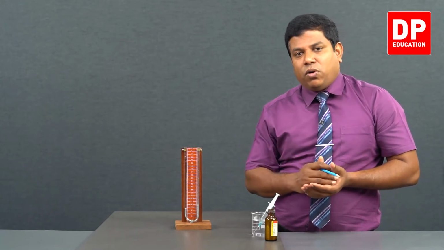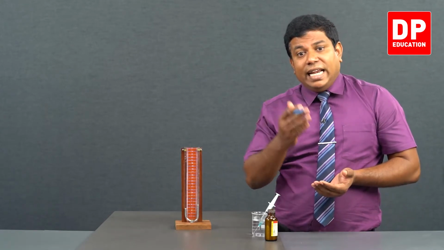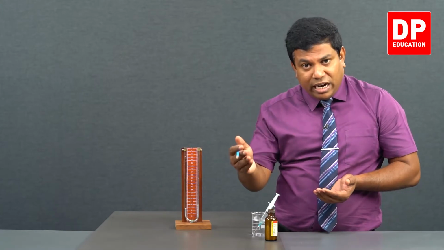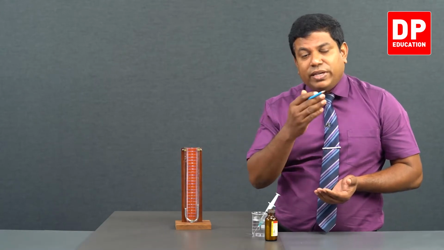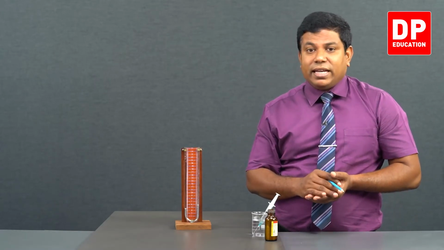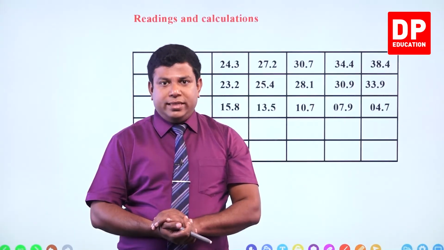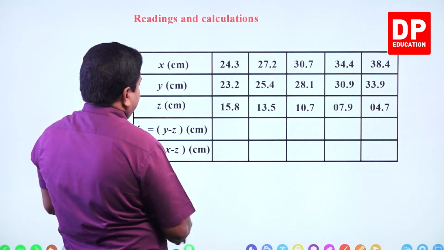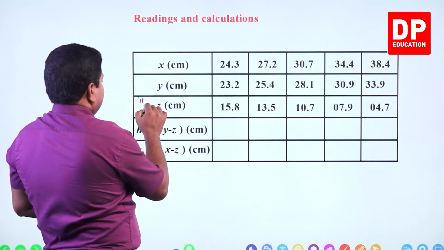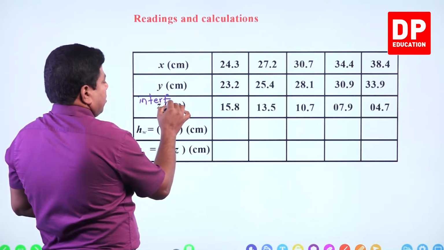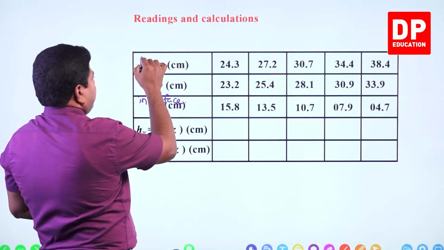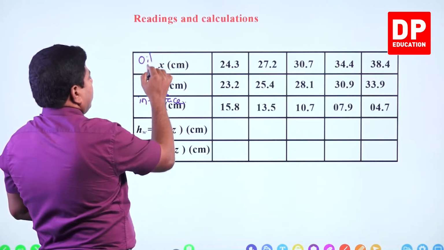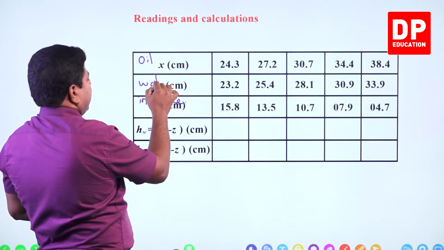We have used it for coconut oil. Now, with the readings we have got, let's draw the graph and see what relative density we get. Students, you can see the readings I have recorded in a table: X, Y, Z. Z is the interface. X is the oil column. Y is the water column height.